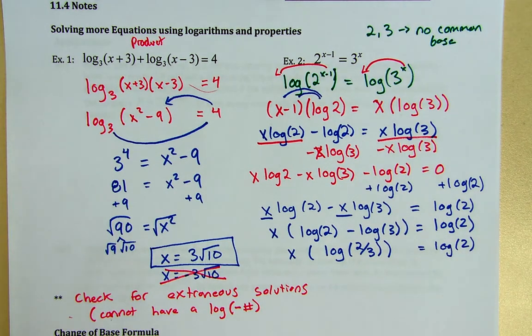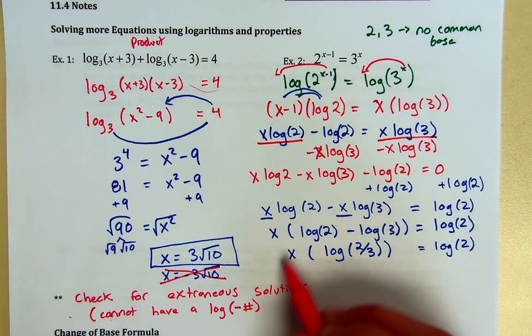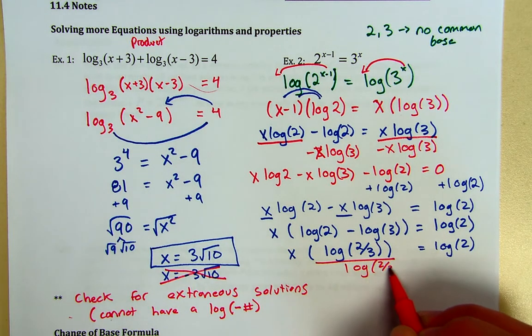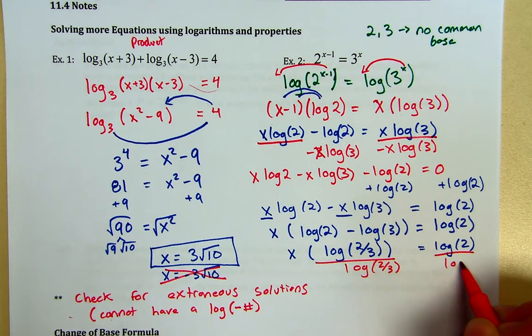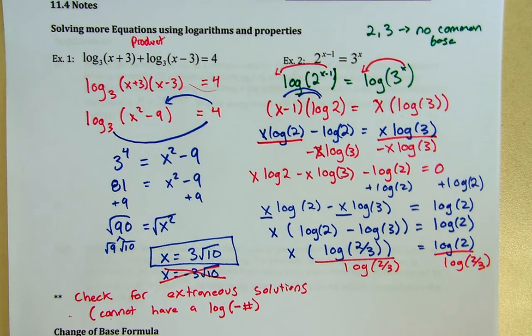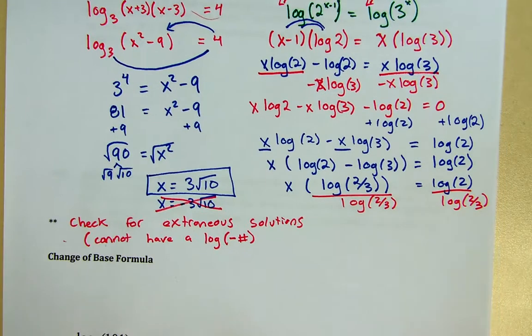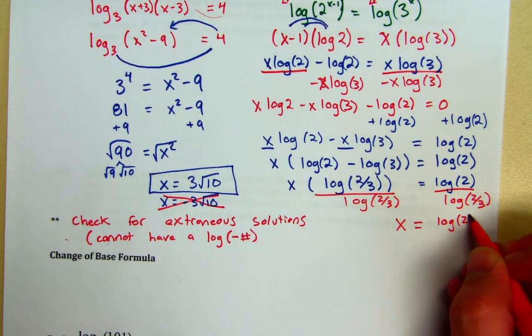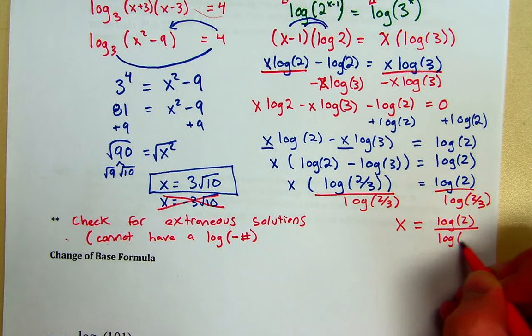Again, I'm going to continue with my inverse operations here to get x alone. So I need to divide both sides by log of 2/3. Now, if this were on a calculator portion of your test, you would end up leaving your answer as x equals log of 2 over log of 2/3.